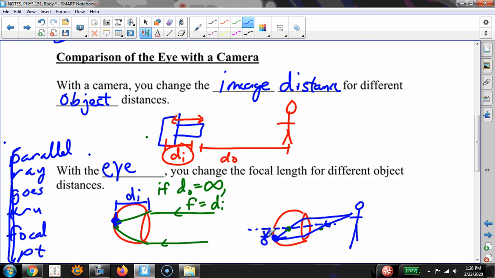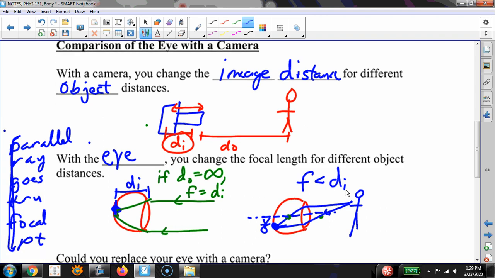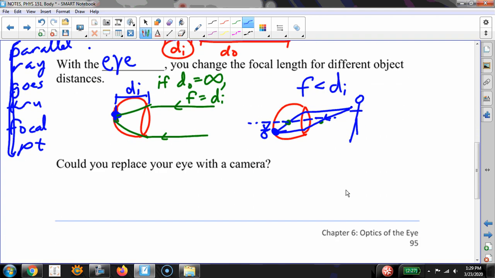So the eye is different from a camera in that the focal length can change. When I'm looking at objects really far away, the focal length is equal to the image distance. And when I'm looking at objects that are closer, the focal length is less than the image distance. The focal length will never be bigger than the image distance.